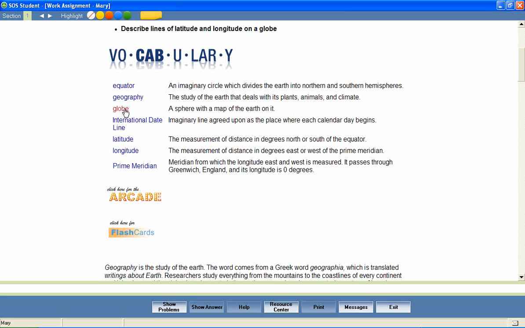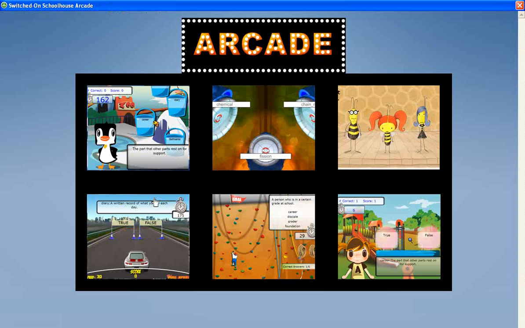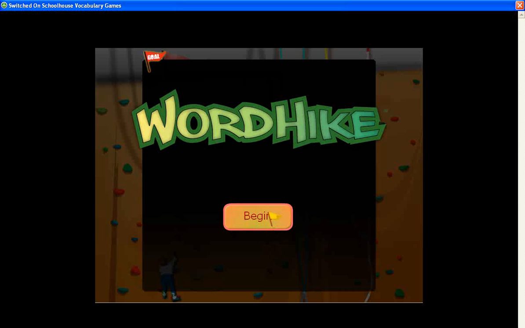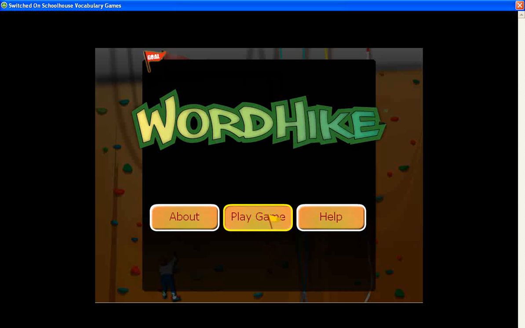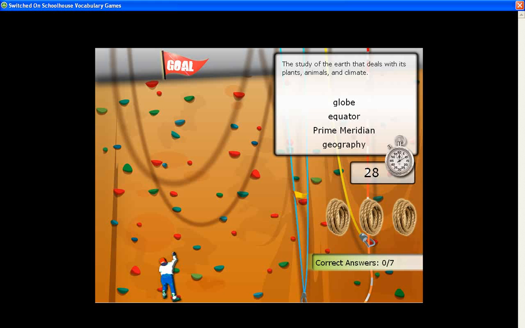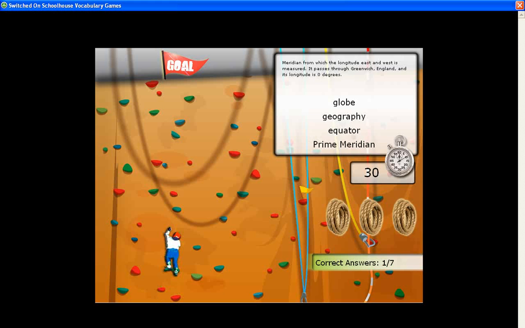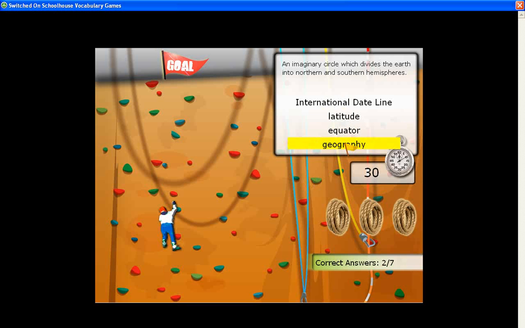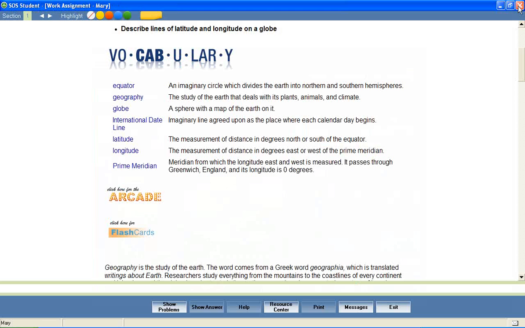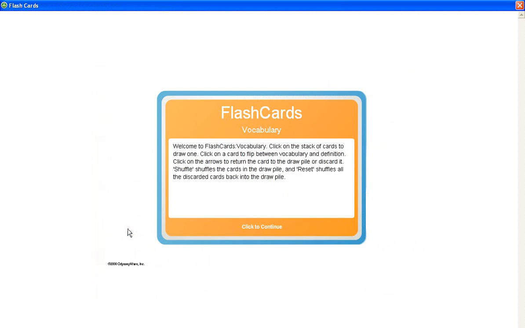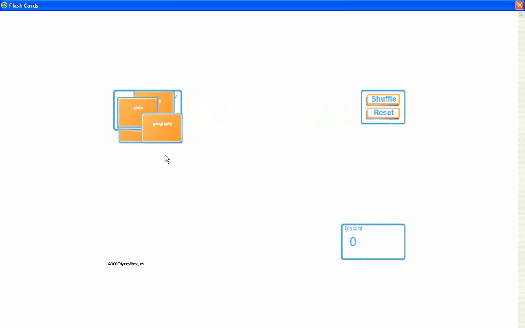Longitude, globe. In addition, the vocabulary arcade games encourage mastery of the vocabulary words by providing practice in the correct spelling of each word and in matching each word with its definition. Let's look at a sample. Flashcards allow students to easily review the words and their definitions.